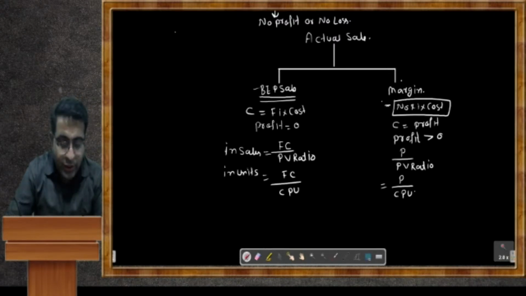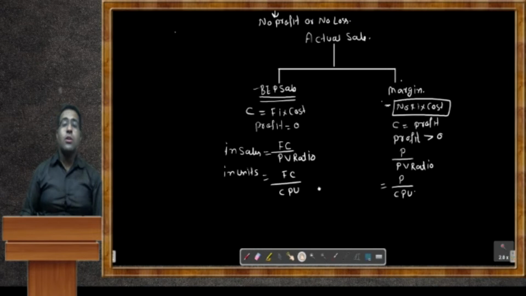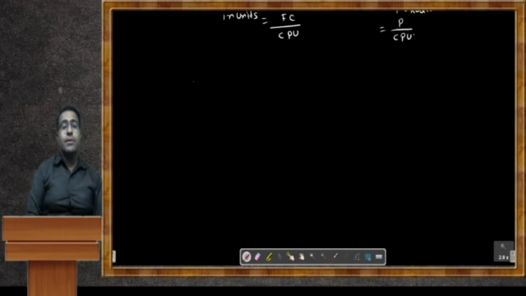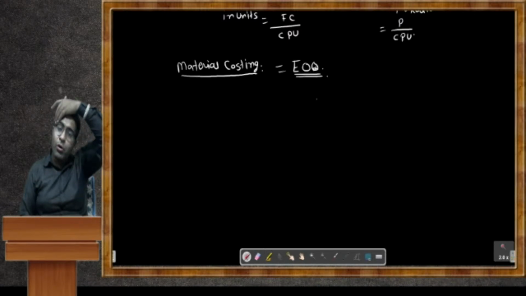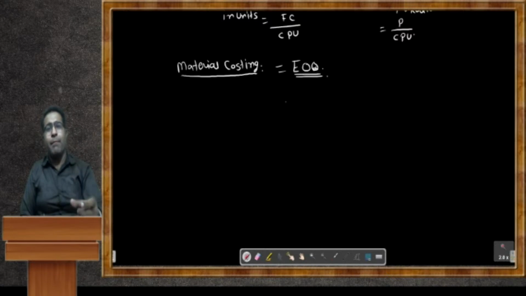Okay, moving to the next question. One another important question that will be asked in your exam is from material costing. What do you mean by EOQ, economic order quantity? How is the economic order quantity calculated, or at which level does the company reach EOQ?